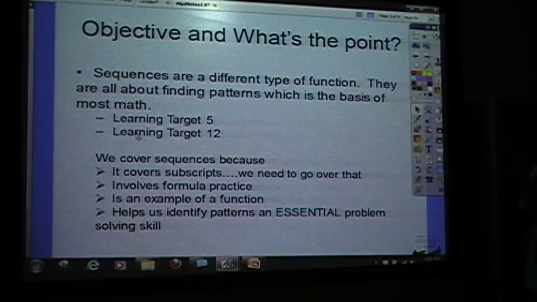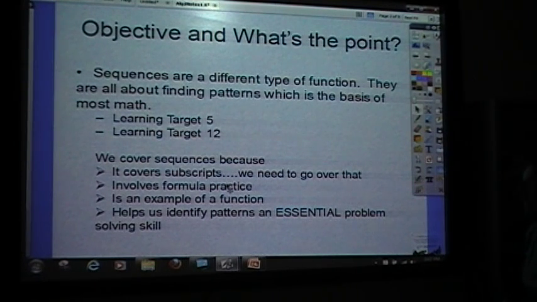Okay, sequences are a different type of function. They are a function, but it's a little bit different because it's called discrete, and we will talk about that in a minute. They are all about finding patterns, which is the basis of most math. This will cover learning target 5 and 12.